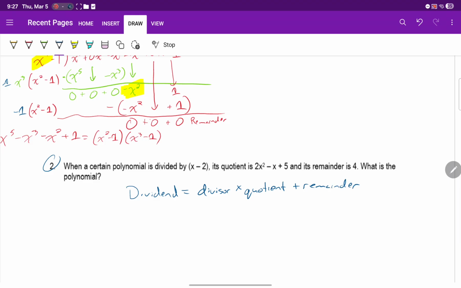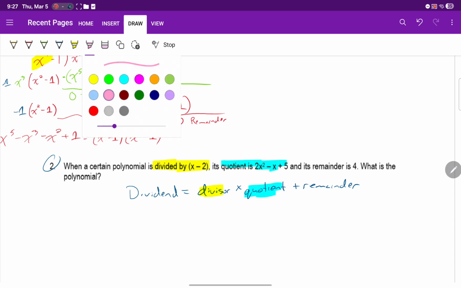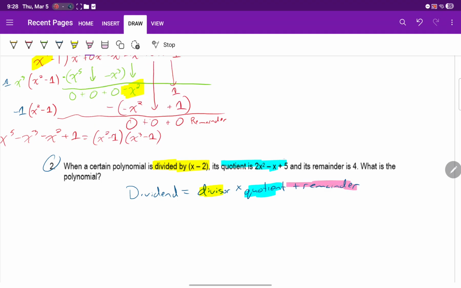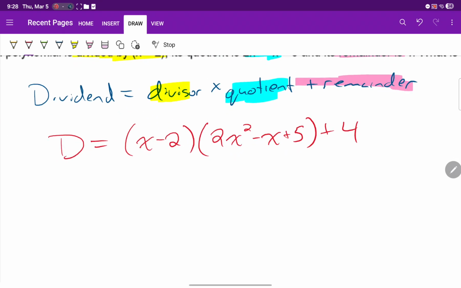In this question, this is your divisor, this is your quotient, and this is your remainder. I'm going to fill those things in. So we're going to go D equals, my divisor is x minus 2. My quotient is 2x squared minus x plus 5. And my remainder is 4. All we're doing here is we're looking for the dividend. So I'm going to FOIL these brackets.